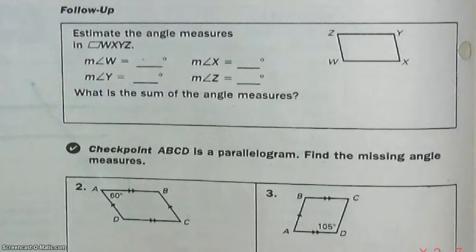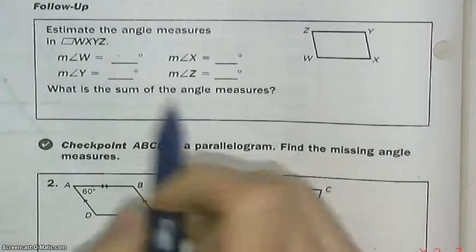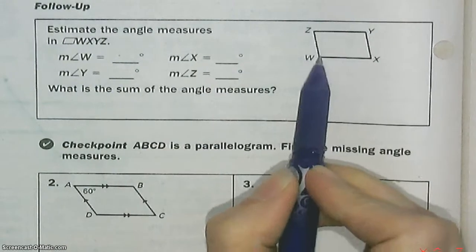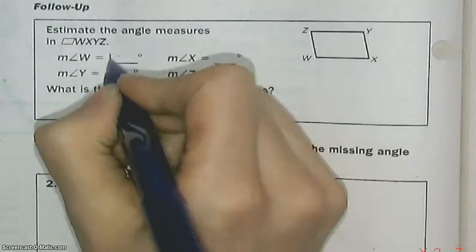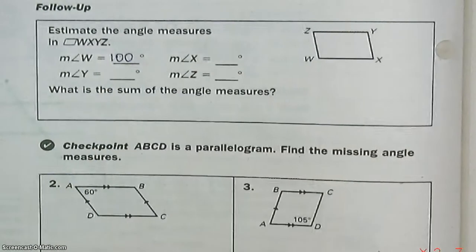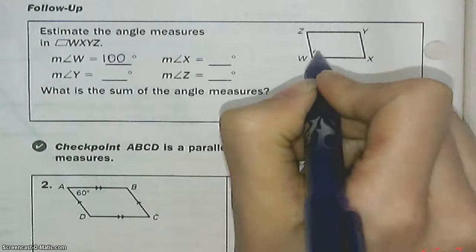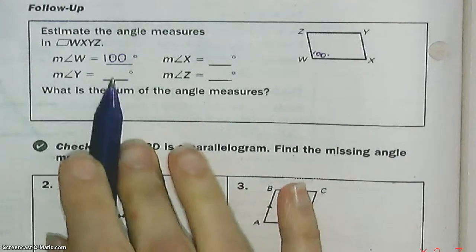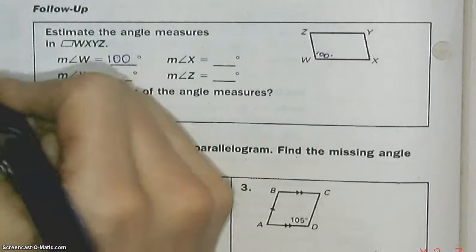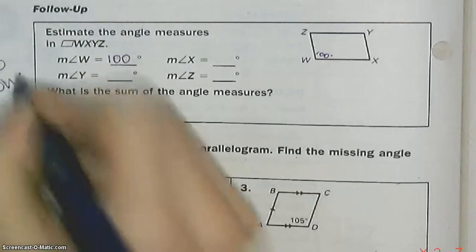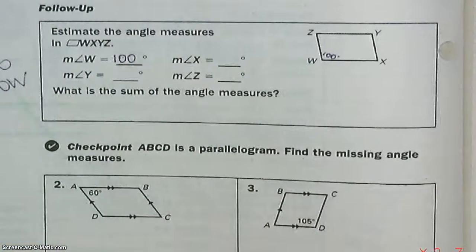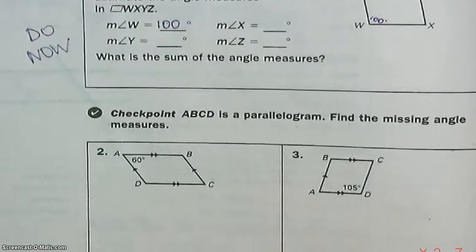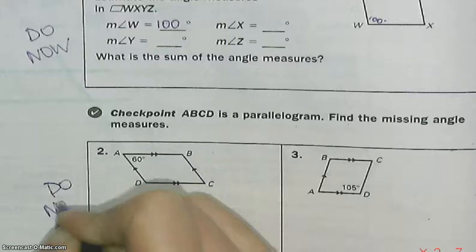Estimate the angle measures. All right, I'm going to give you one, then I'm going to have you do this. It looks like W is a little bit bigger than 90. So I'm going to say W is 100. I want you to fill in the rest. And then what do they all add up to be? So add these all together. So do this now. Do that now.